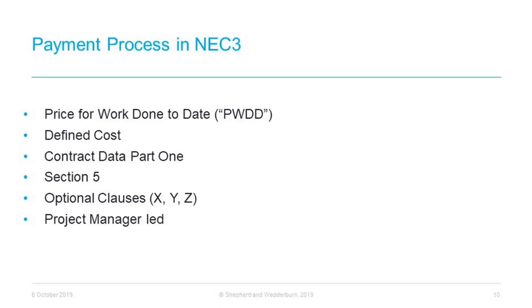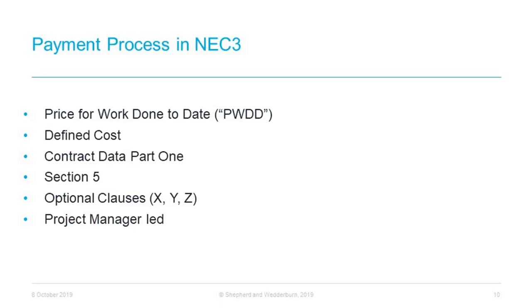Thanks, Lee. So, as with the JCT building contract, the payment process in NEC 3 is led by the project manager. The project manager has to assess the amount due at each assessment date. The first assessment date is either agreed between the parties at the outset or is the assessment interval after the starting date. This can sometimes be confusing and is often what we are asked to review at the beginning of any dispute. The answer is to look at contract data part 1. It will give you the starting date and the assessment interval so you can work this out.